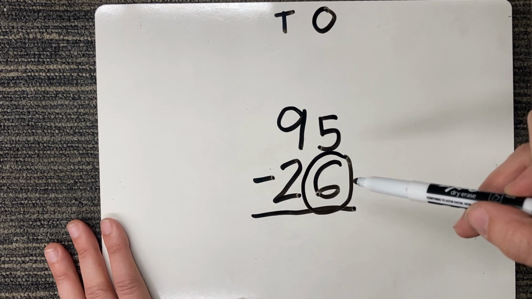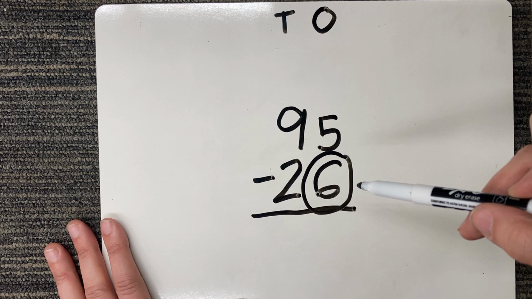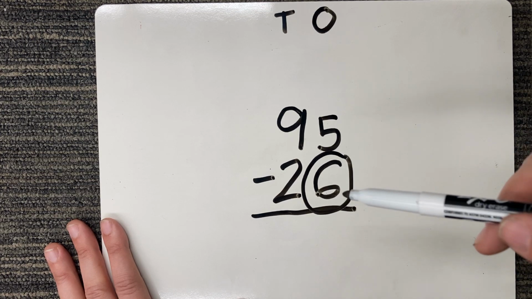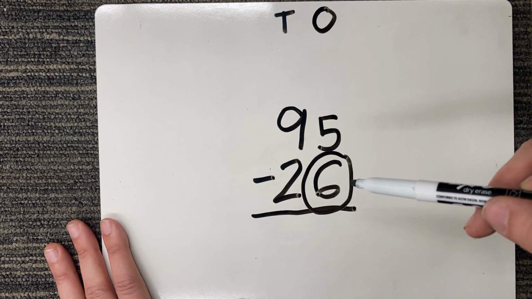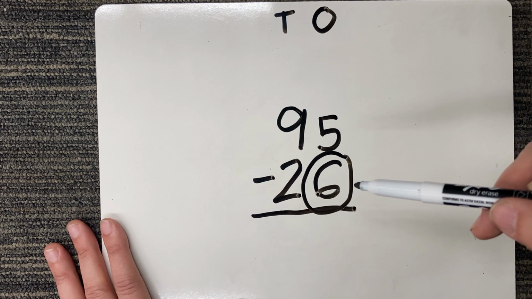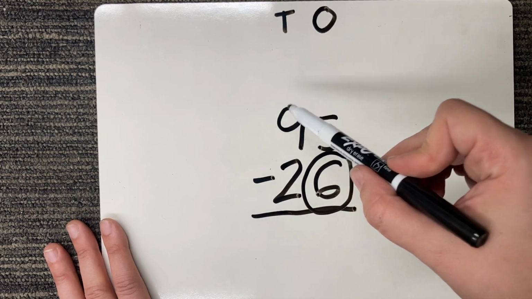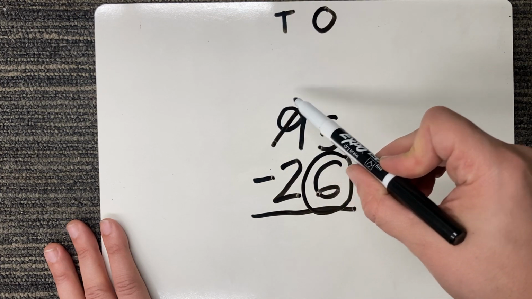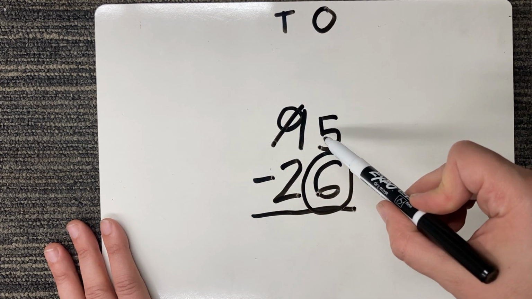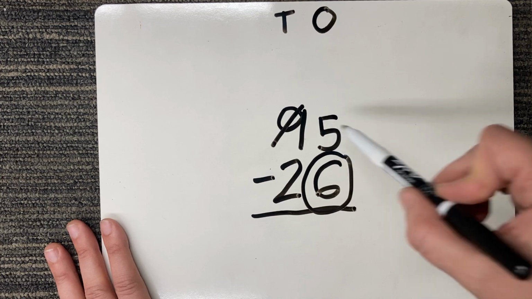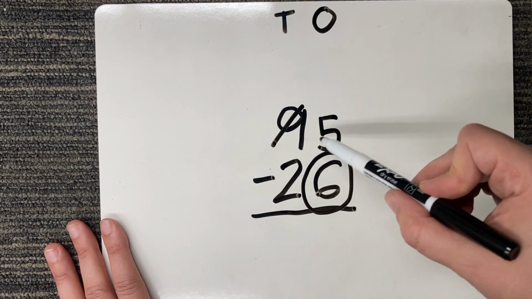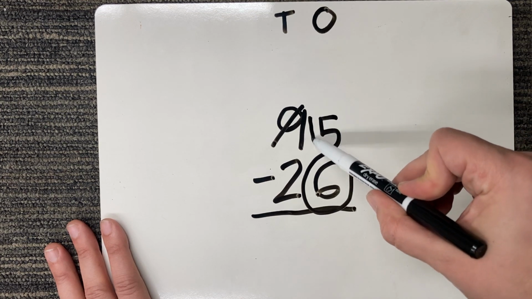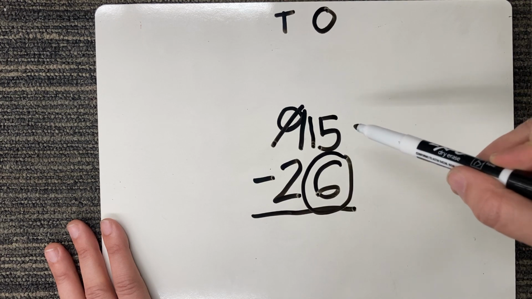Big number on the bottom, oh no, we got a problem. And our big number is on the bottom, so we do have a problem. So what do we do? Say it with me. Go next door and get 10 more. If I bring a 10 over here from the tens place and put it in the ones place, how many do I have in the ones place now? A 10 plus 5 is 15.